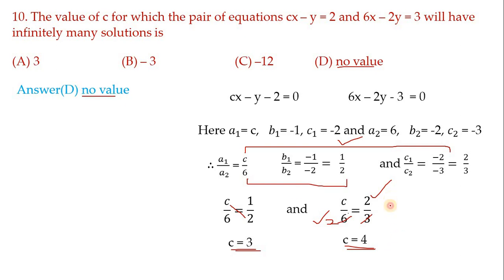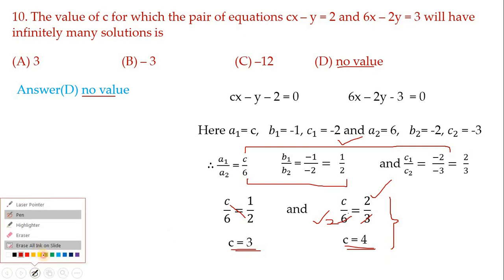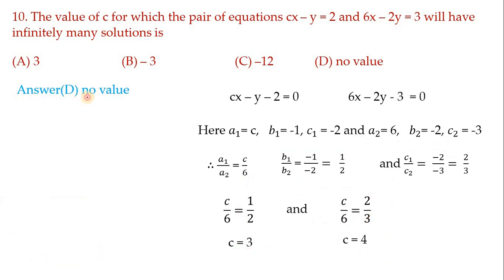See, instead of doing these and getting confused, you don't need all these things. After finding the ratio itself, you can easily understand that it has no value, because b1 by b2 is not equal to c1 by c2, according to the problem. Move on to the next one, children.